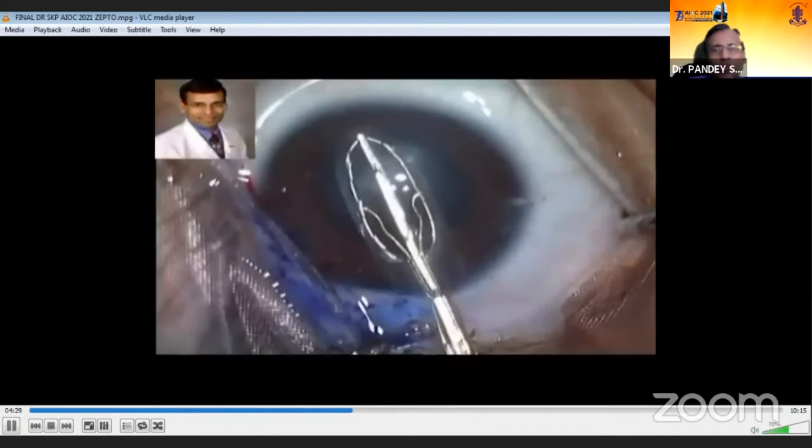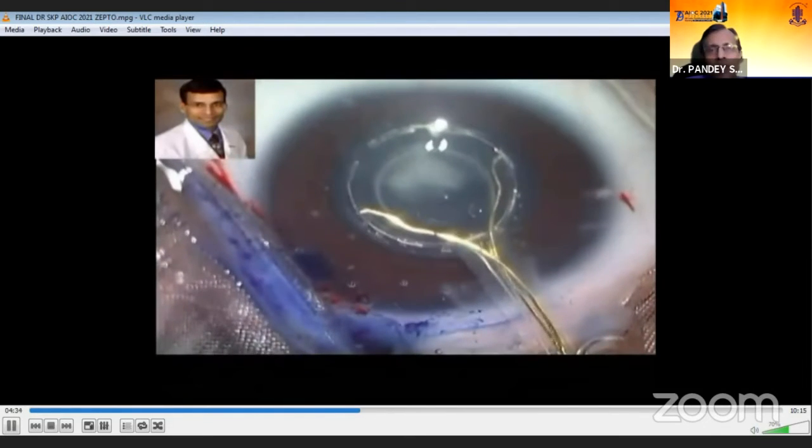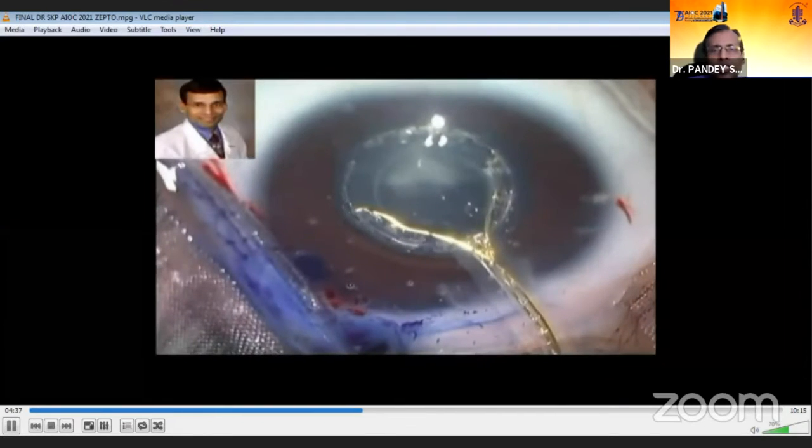This is the technique of Zepto-Rhexis in a 5-month-old child. You can see the perfect capsulorhexis, which is done in a few seconds using the Zepto device.